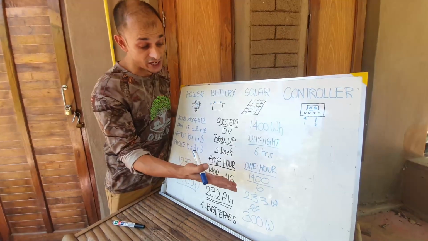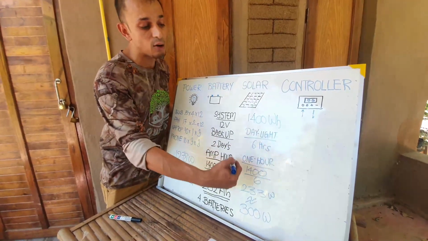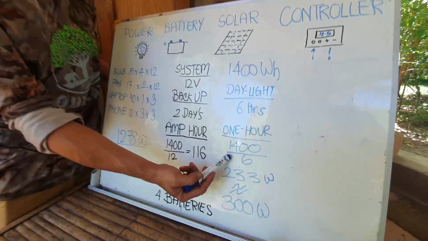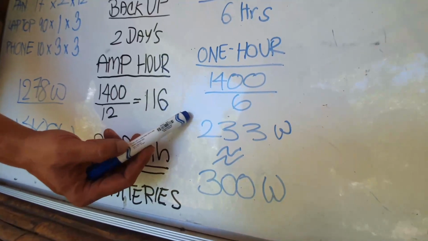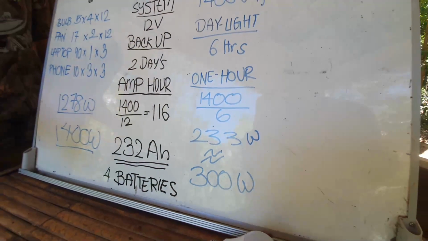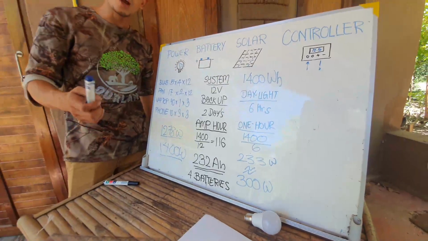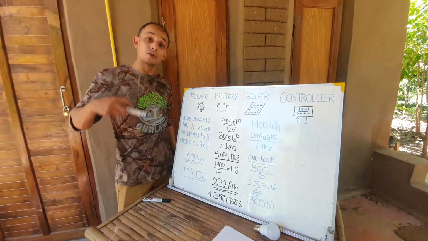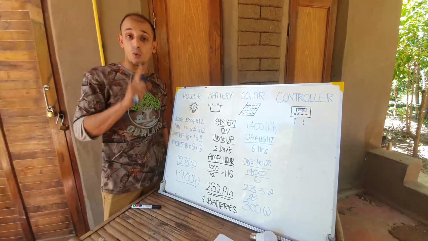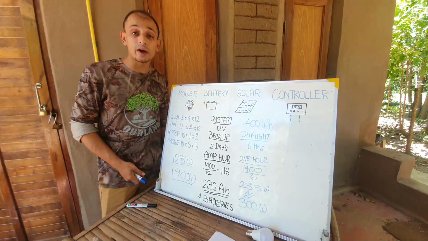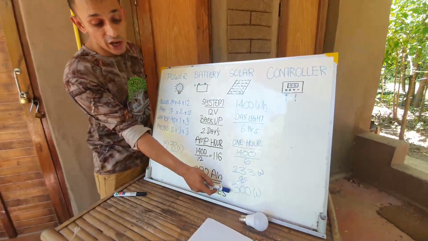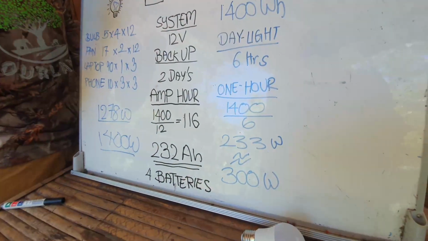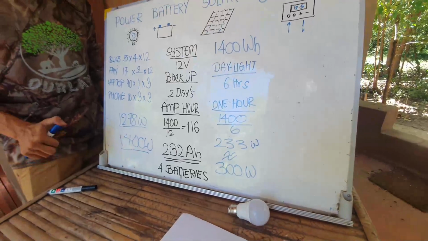The easy way to go about it is to find the hourly rate that we need. So 1400 divided by 6 hours gives us 233 watts that we need to produce every hour. Solar panels do come in different sizes and in different capacities. The ones we have here at OurLand is one solar panel which produces 300 watts. 300 watts is much more than our requirement of 233, so we have decided to go with one panel at 300 watts here at OurLand.